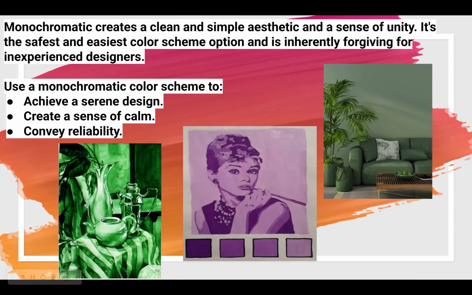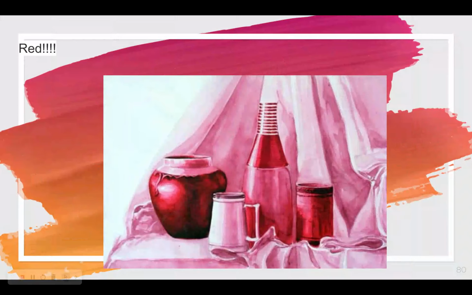So monochromatic color schemes create a clean and simple aesthetic, and it creates a sense of unity. We often see this in interior design. It's probably the safest and easiest color scheme to use. It achieves a serene design, creates a sense of calm, and conveys reliability because it's just one color and you're making it lighter and darker and duller. So this example uses lots of values of red. Yes, there's pink, but pink is light red.